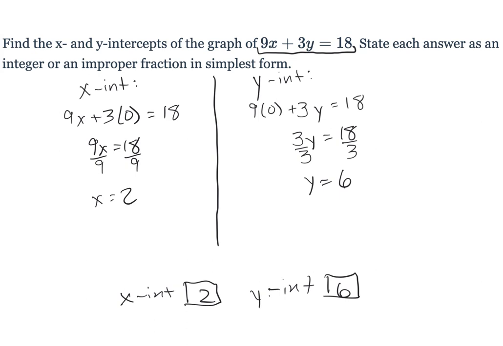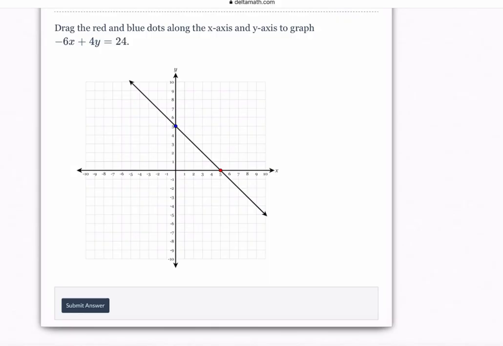Now, none of the examples had negative intercepts. That is perfectly acceptable. If there was a minus sign in front of that y, it would be negative 3y equals 18. This one doesn't, but if it did, it would be negative 6. So just be careful with those minus signs turning into negatives.